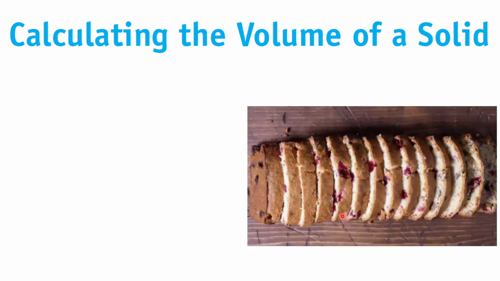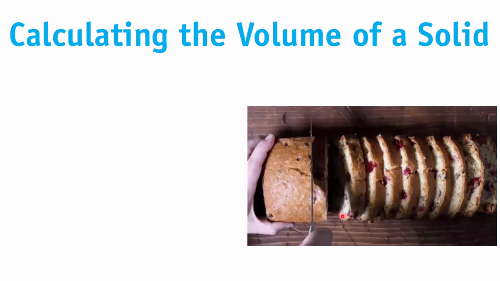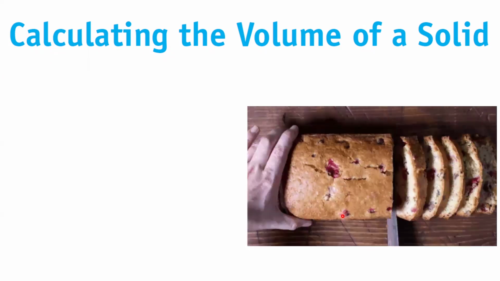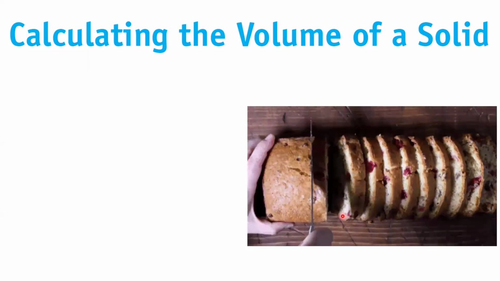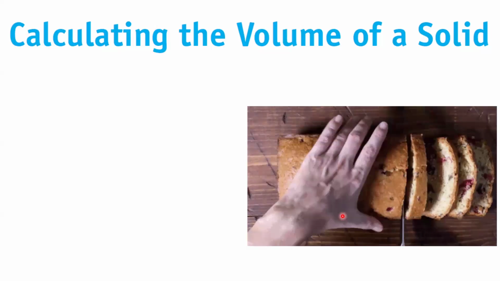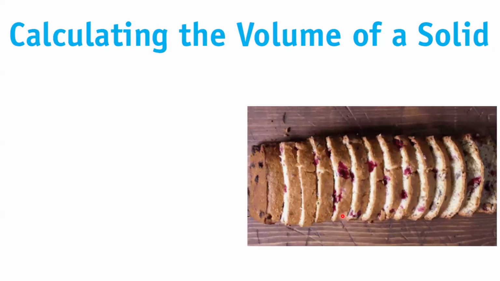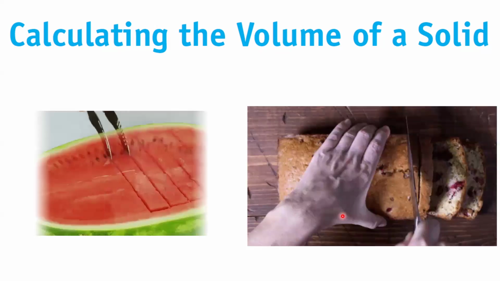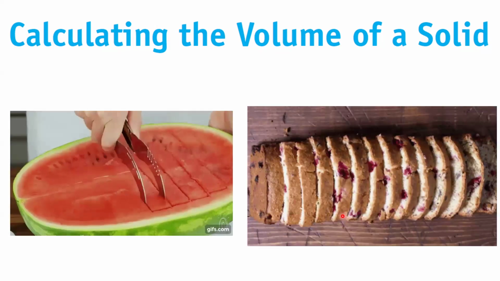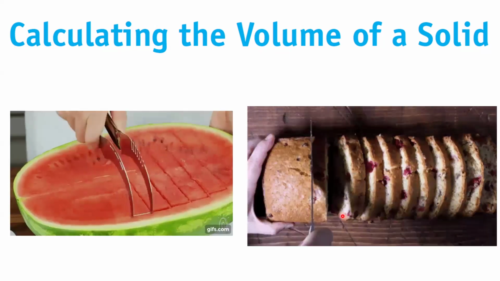them all together. Or you could basically slice it up into very, very tiny little pieces and then find a little area and then add those areas together to find the volume. The same for the watermelon. How do you calculate the volume?